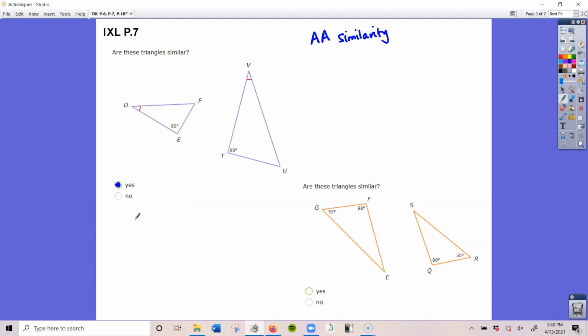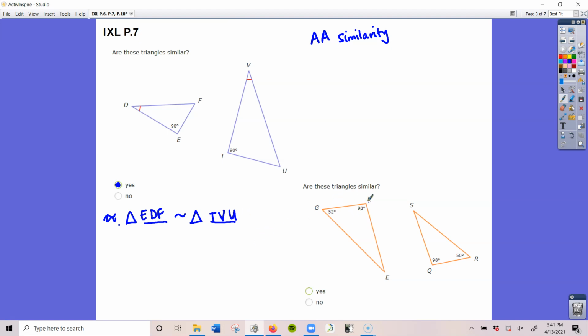Then you're going to have a little pop-up that's going to ask you to write the similarity statement. It'll look like this: triangle, blank, is similar to triangle, blank. You can choose to write your triangle starting from wherever, as long as you write the corresponding sides here. So let's say I start with E and then I go to D and F. If I started with E, that means I started with the 90 degrees and then I went to the arc. So here I would start with T, since I started with the 90 here, and then I go to the arc, which is V, and then U.